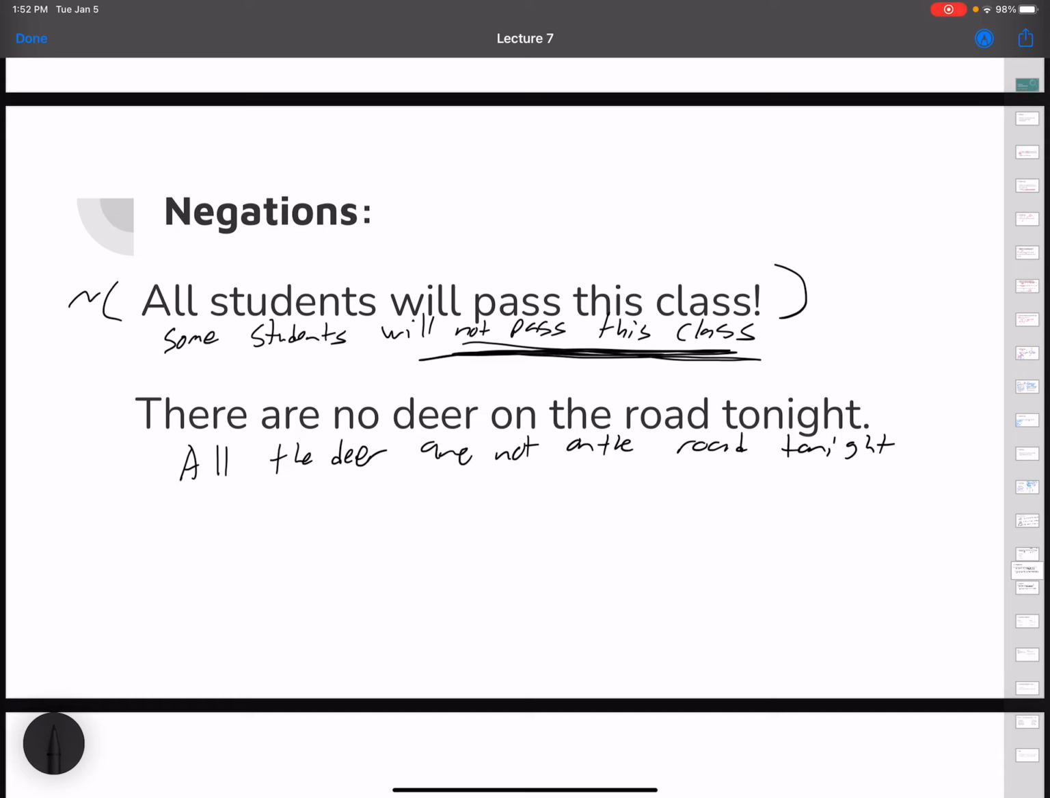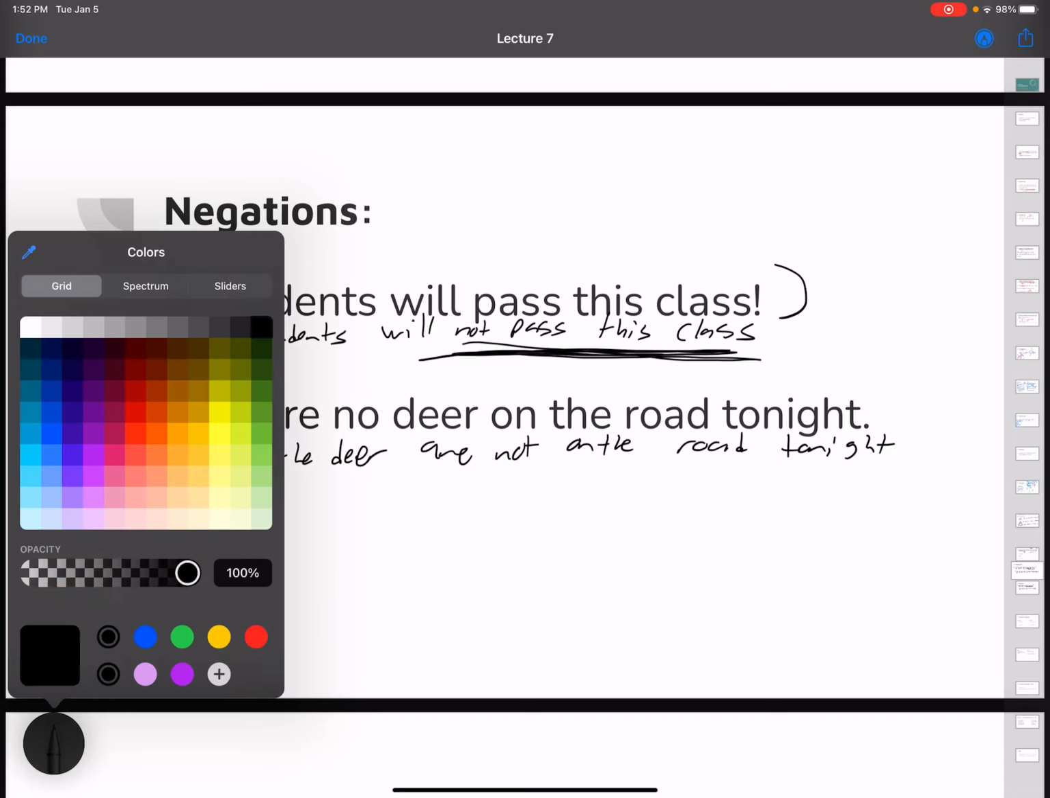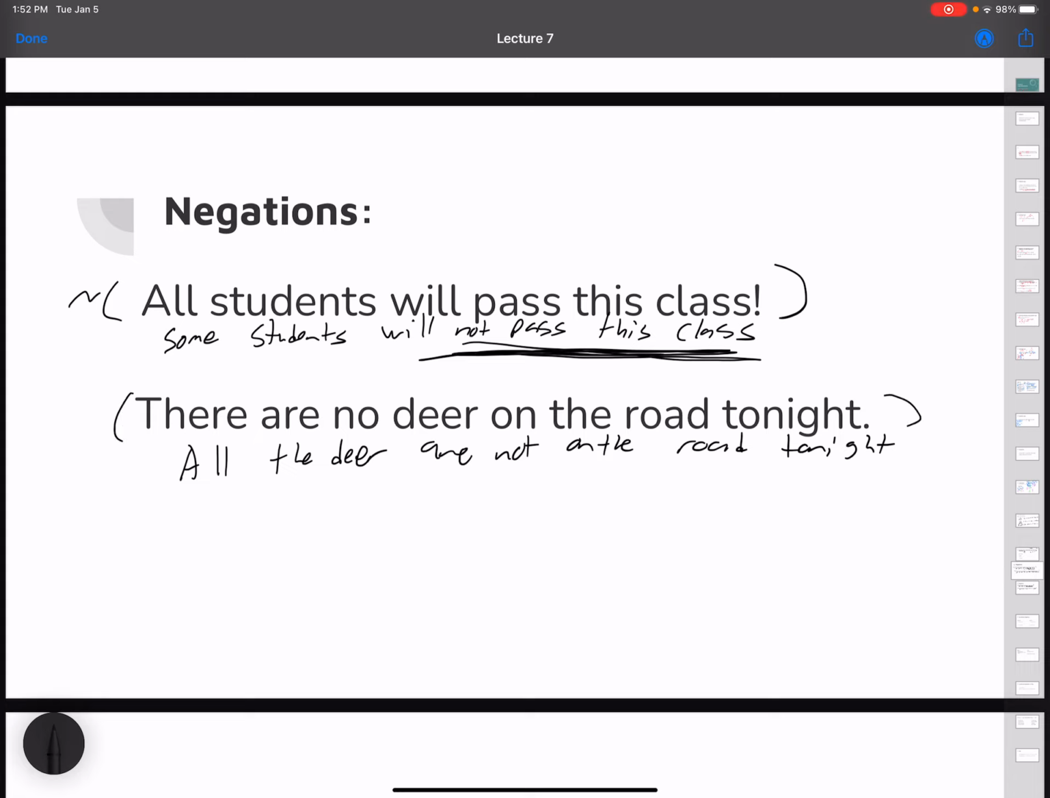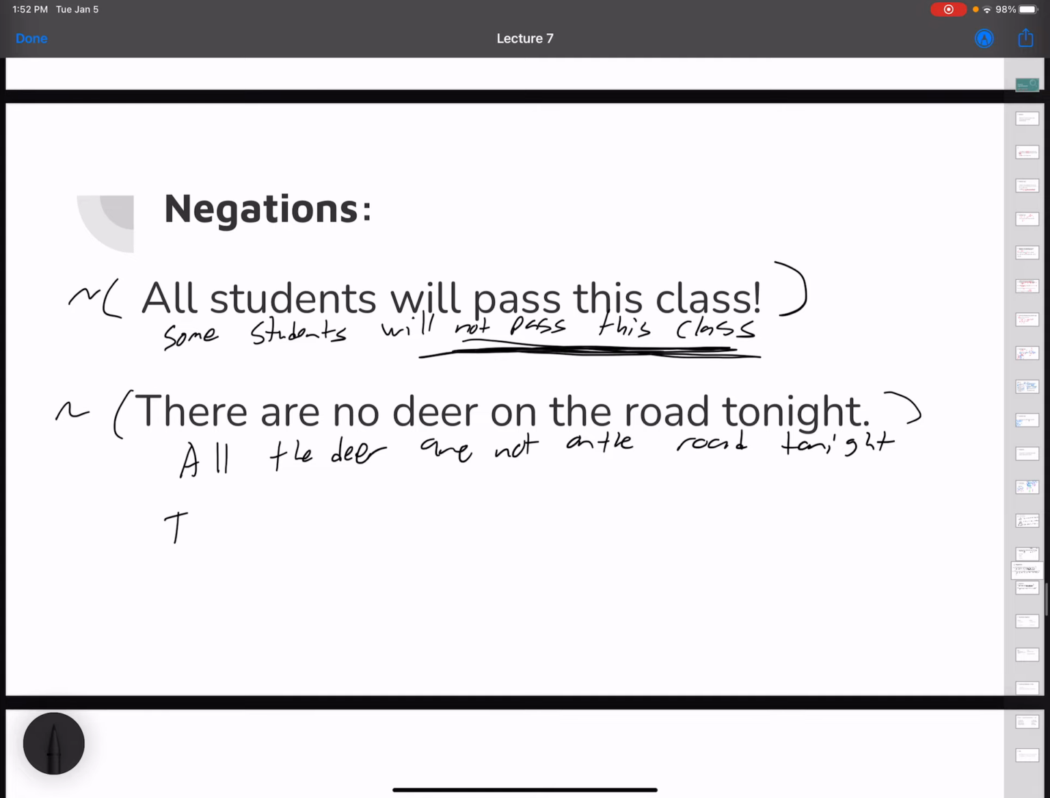And since all the deer are not on the road tonight, the negation to that, and this is one of those places where you really have to use your English skills a little bit to deduce what this sentence is exactly saying. If there are no deer on the road, then that's telling you that all of the deer are not on the road. So the negation to that is there are some deer. The opposite of not on the road is on the road.